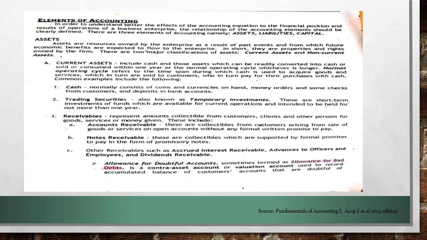But if there is a formal written promise to pay, ang tawag naman natin dyan ay notes receivable. And other receivables like accrued interest receivable, advances to officers and employees, and dividends receivable. So for receivables class, meron tayong tinatawag na contra asset account. That is what we call the allowance for doubtful accounts.